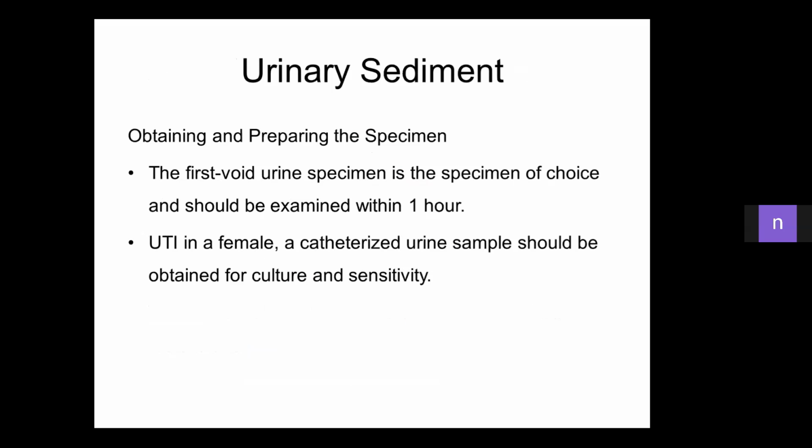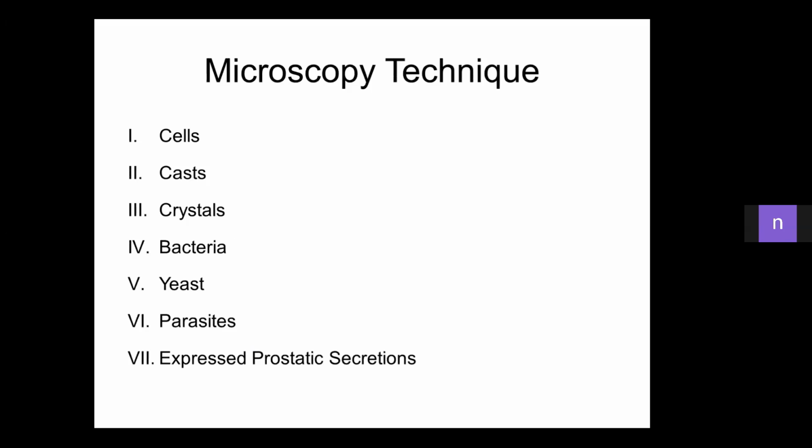How do we obtain and prepare the specimen if we're going to check urinary sediments? Again, within 1 hour, we should examine the urine. And for females, a catheterized urine sample can be obtained for culture and sensitivity. The last part is the microscopy technique. Here we have cells, casts, crystals, bacteria, yeast, parasites, and expressed prostatic secretions. I will show you pictures, examples of each.